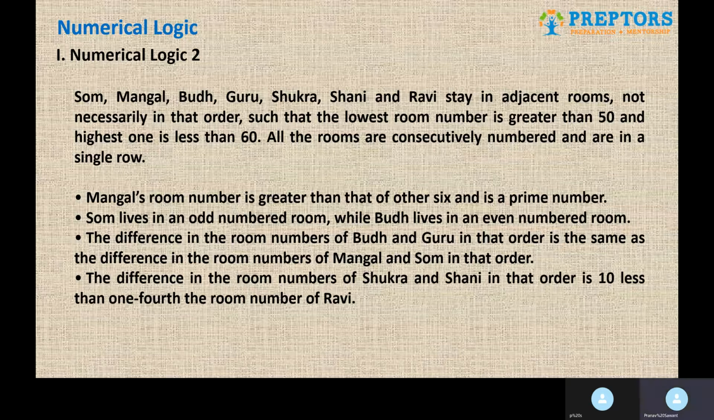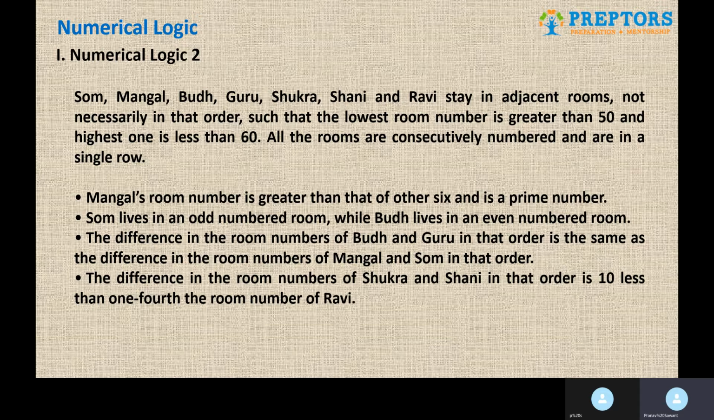Som, Mangal, Budh, Guru, Shukra, Shani and Ravi stay in adjacent rooms, not necessarily in that order, such that the lowest room number is greater than 50 and the highest one is less than 60. Through this statement I can say that the room numbers range from 51 to 59, because the lowest one is greater than 50 and the highest one is less than 60. All the room numbers are consecutively numbered and are in a single row.